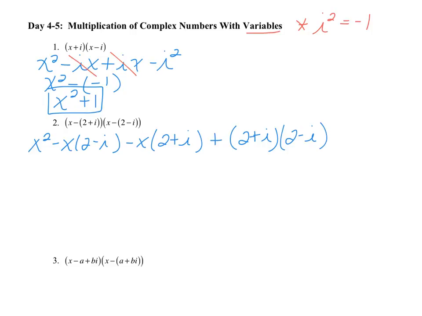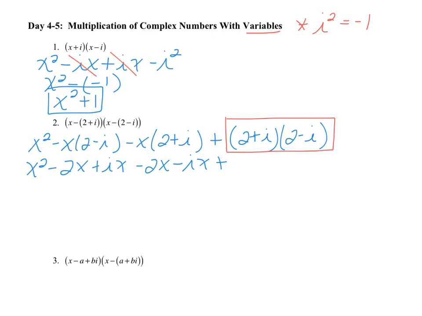Okay, I can get rid of the parentheses on the left by doing distributive property, so I have x squared minus 2x plus ix minus 2x minus ix plus, well, these two binomials I actually could put into IPART because there is no variable with them. So why don't you pause the video, put that into IPART, and see what you end up with. Hopefully, once you put it into IPART, you ended up with 4 minus i squared, which comes out to be a positive 5. So that worked out very nicely to be 5 in the calculator.